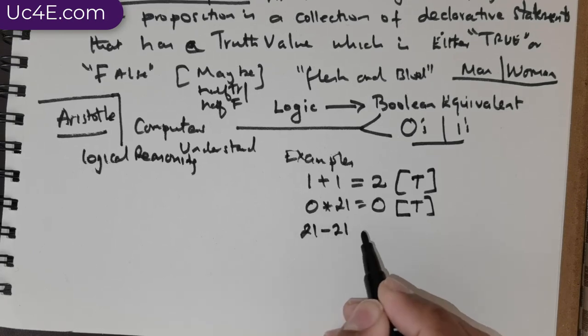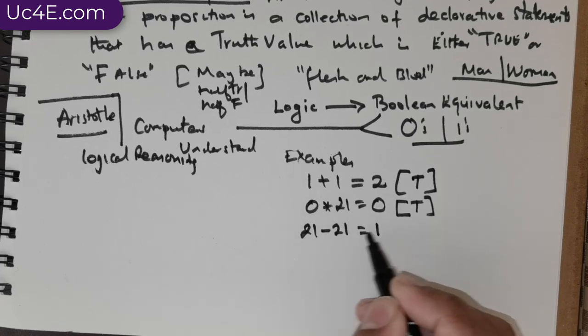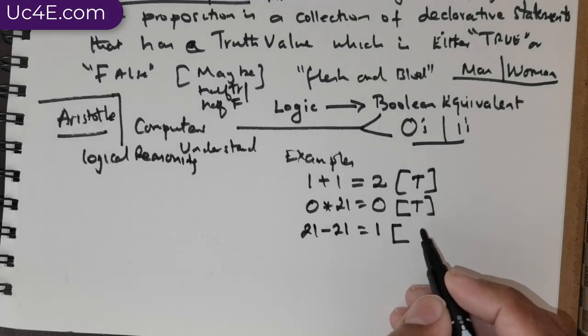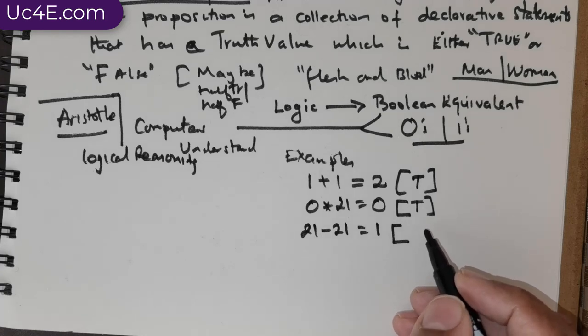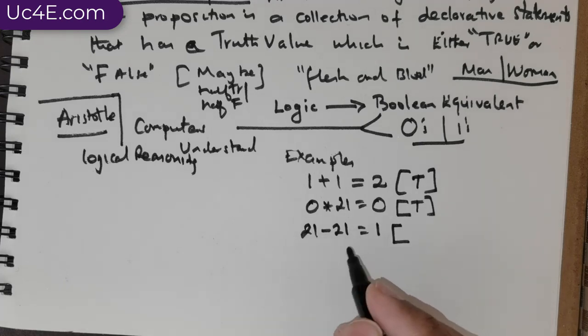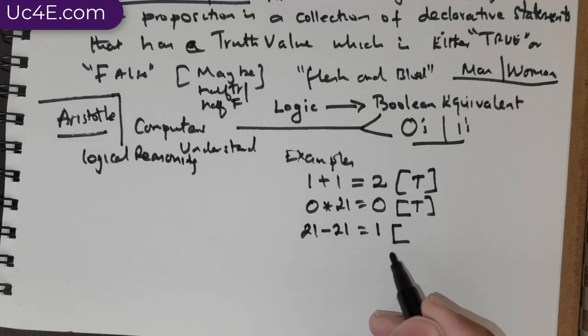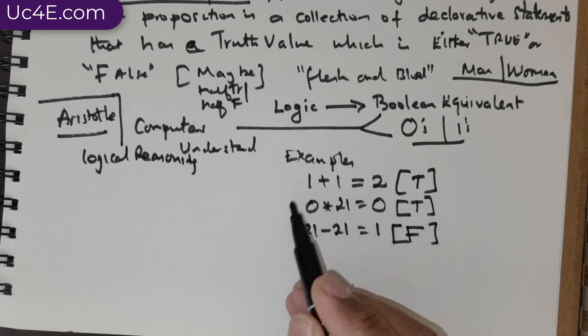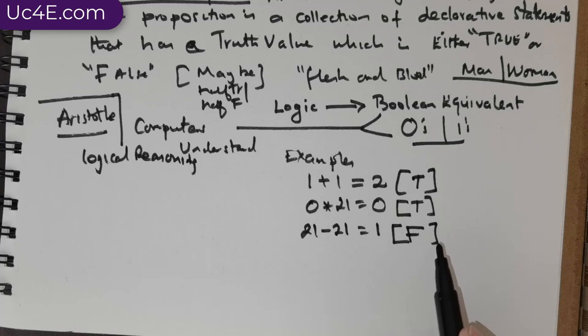21 minus 21 is equal to 1. Is this true or false? Now, when I say is it true, when you pose a question, there is also the element of false present in there. So, I have that understanding also. So, in this case, let me be more elaborate. 21 minus 21 is equal to 1. Is this true or false? Definitely, this is false.